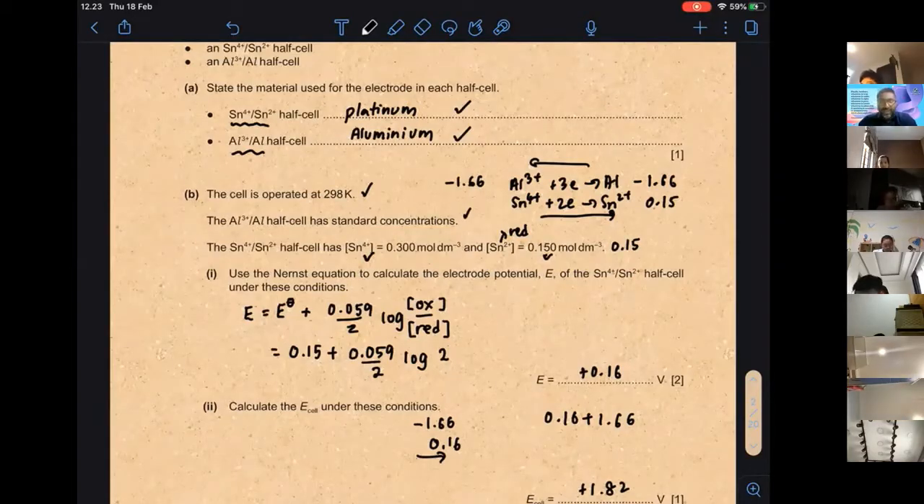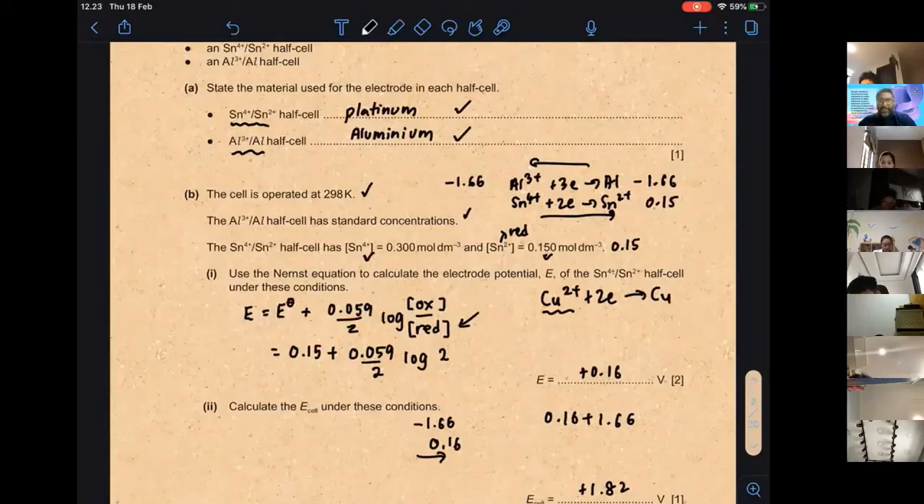Now, with this Nernst equation, in the past, what we have done is we ignore the reduced form. Why? Because the reduced form is going to be the metal. I hope you can recall all this. If I have, for example, Cu2+ plus 2 electrons to become Cu, I am only going to use the concentration of Cu2+. That's going to be the oxidized form.